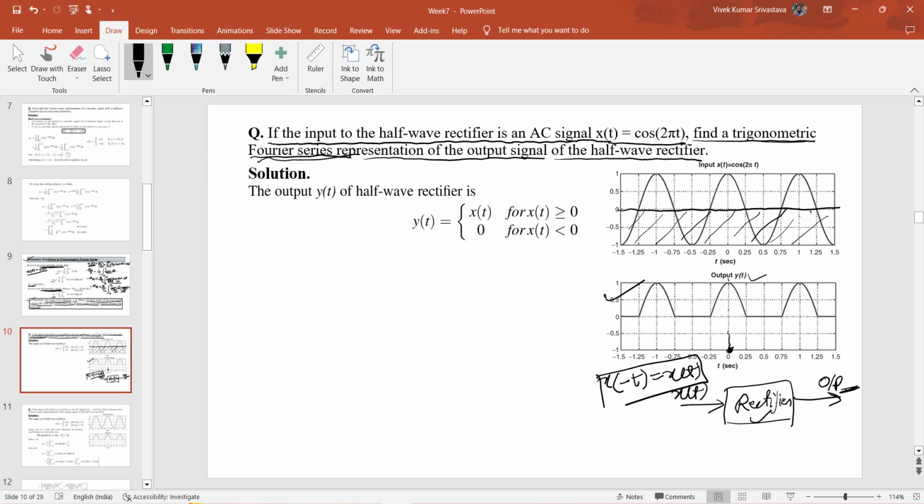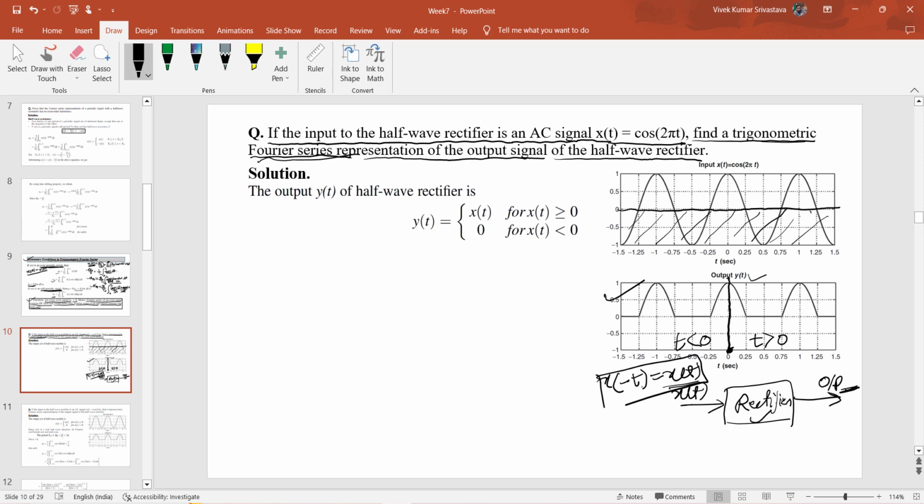Let us suppose the positive half cycle, where t is greater than 0. If we make t negative, here is the t negative, and from here we can see that x of minus t is basically equal to x of t. Hence we can say that it has even symmetry.